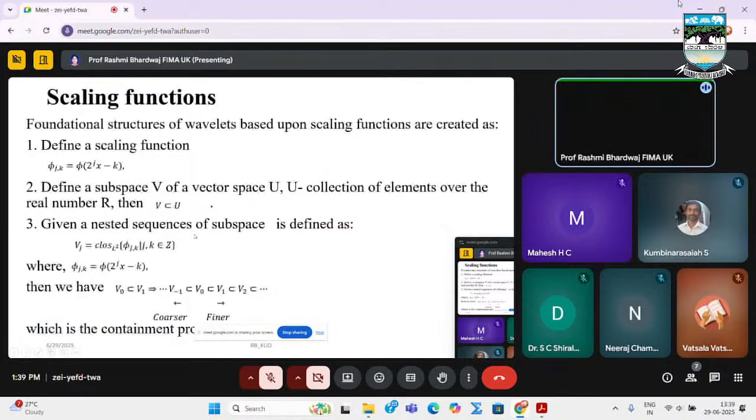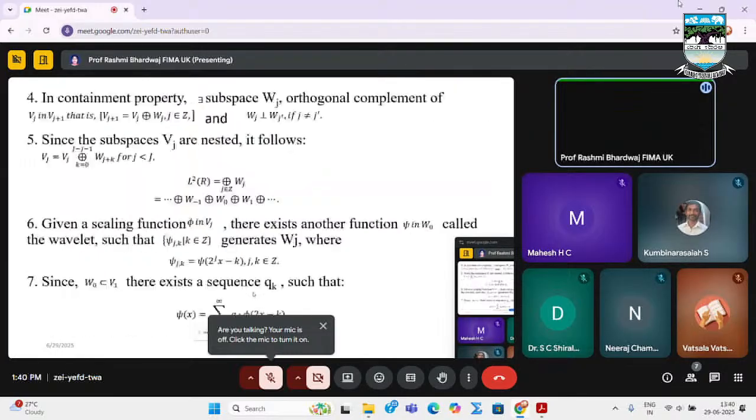Then we collect the subspaces, which are defined as a nested sequence of subspaces, a combination of these, where V0 is a subset of V1, like this. We are getting the subsets. So we are basically going to the final state, that is, which kind of signal we are taking, which should be noise free.